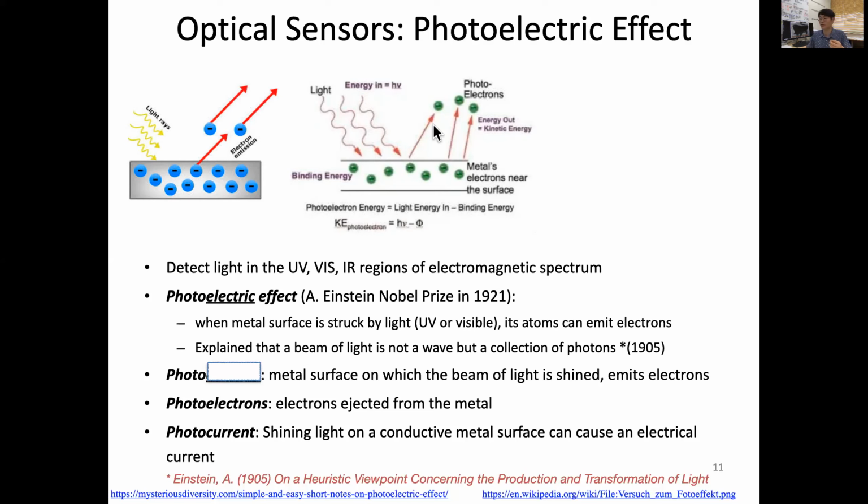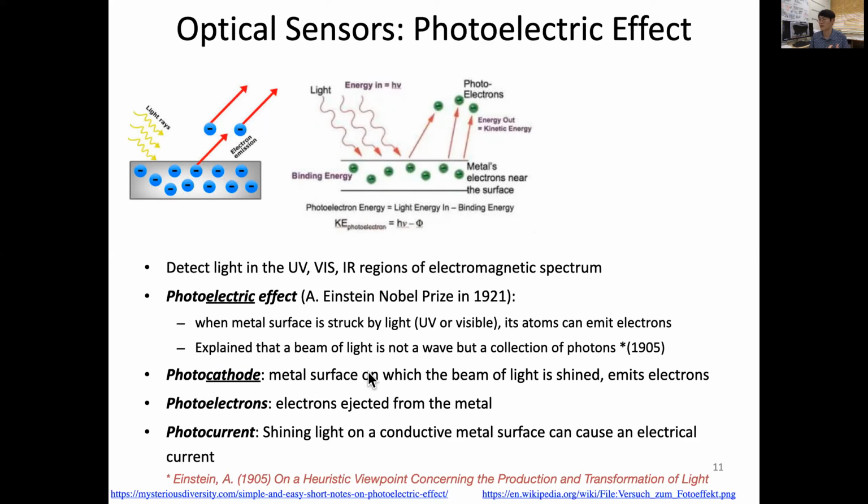It wasn't understood until Einstein explained that a beam of light is not a wave, but a collection of photons, and introduced the energy of a single photon as h nu, which is described here. h is the Planck constant, and nu is the frequency of the light. So this metal in this effect we call the photocathode. The cathode is a place where electrons will be ejected, or depart.